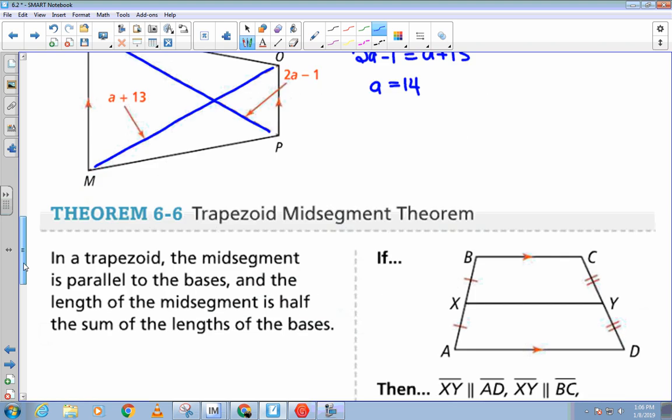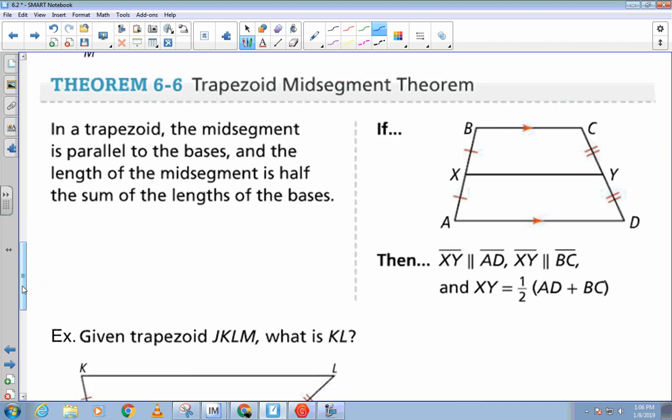Okay, we have another theorem called the trapezoid mid-segment theorem. Okay, it says in a trapezoid, so this is any trapezoid. In a trapezoid, the mid-segment is parallel to the bases, and the length of the mid-segment is half the sum of the length of the bases. Now, first of all, what is a mid-segment? Okay, a mid-segment is a segment that connects the midpoints of the legs of a trapezoid.